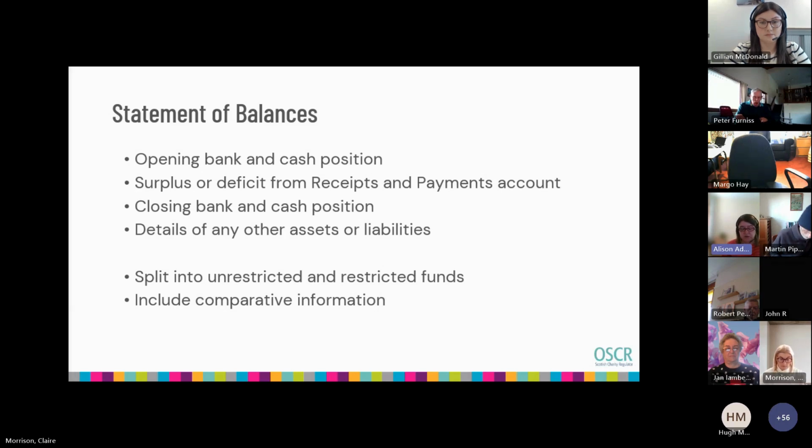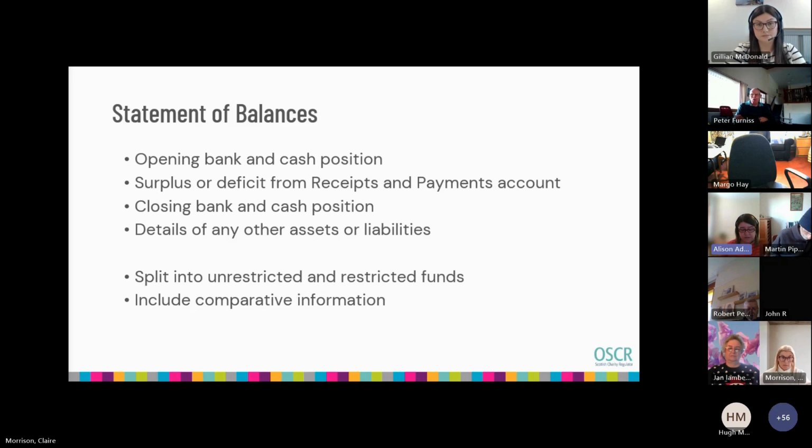The statement of balances should also include a note of any other assets held by the charity, such as property or investments, either at their current value if available or at cost. There should also be an estimate of any amounts due by the charity at the end of the year. This additional financial information will help users of the accounts to understand the financial position of the charity. This gives the receipts and payments accounts some additional context, as it provides more information about the charity other than just the bank and cash position.